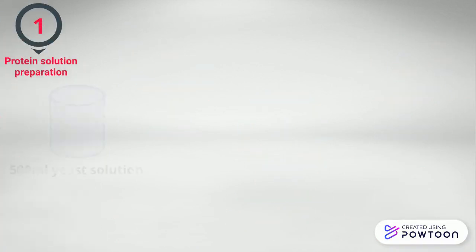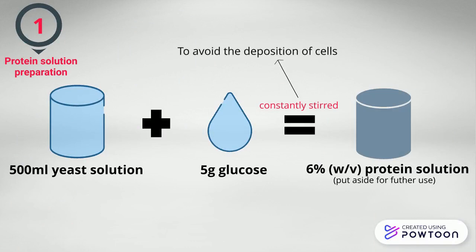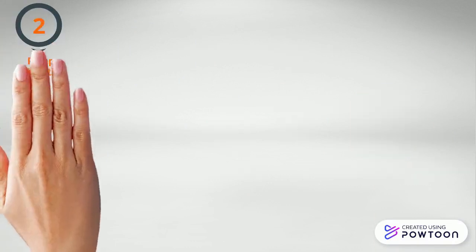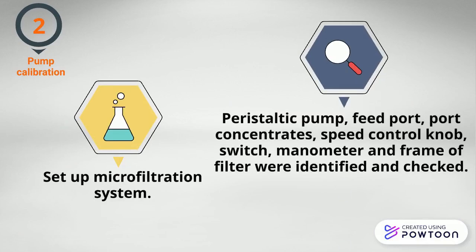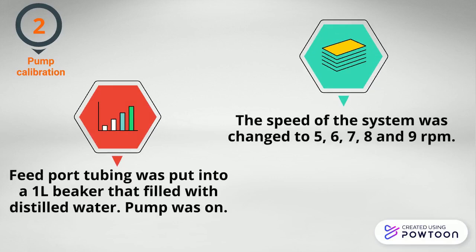First, protein solution preparation. 500 ml of yeast solution was added with 5 grams of glucose to form a 6% protein solution. Next is pump calibration. The microfiltration system was set up and all the units in the system were identified and checked. Then, the feed pot tubing was put into a 1 liter beaker filled with distilled water. The pump was turned on. The speed of the system was changed to 5, 6, 7, 8, and 9 RPM.